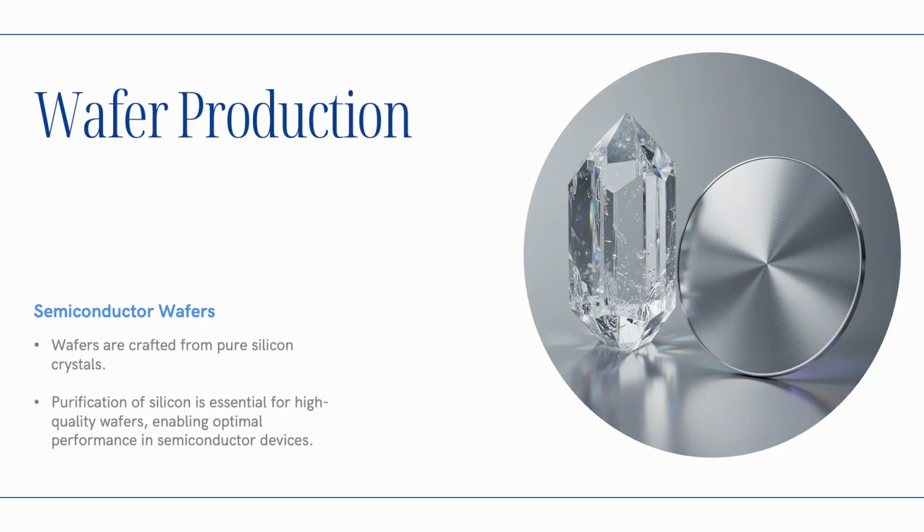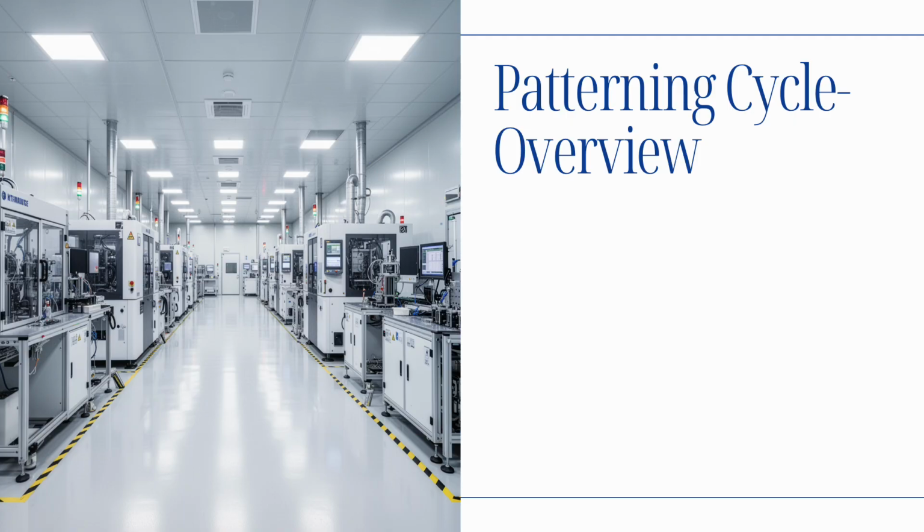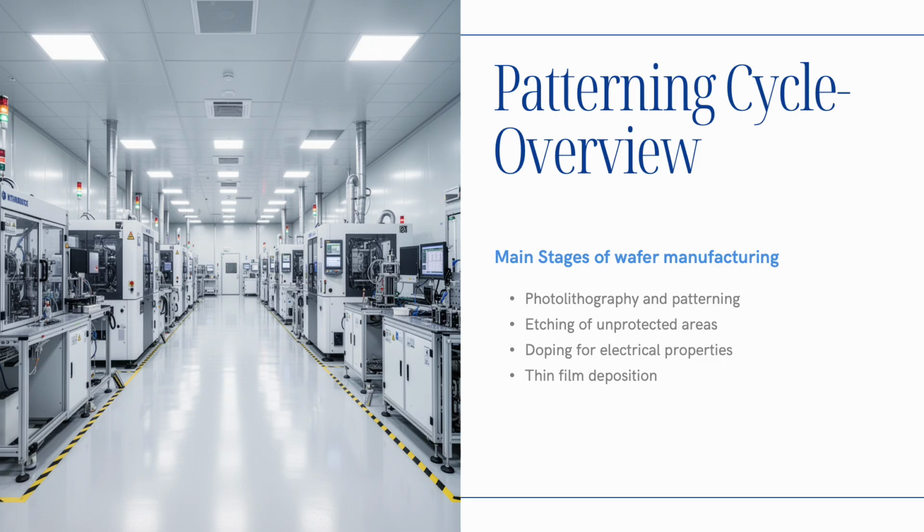So first, let's talk about silicon crystal growth. Wafers are sliced from silicon ingots. Ingots are purified silicon crystals. Purification of silicon is essential for high quality wafers, enabling optimal performance in semiconductor devices. Once the wafer is sliced from a purified silicon ingot, now it's time for the patterning process. The patterning cycle can be broadly differentiated into different modules, namely litho, etch, doping, and thin film deposition.